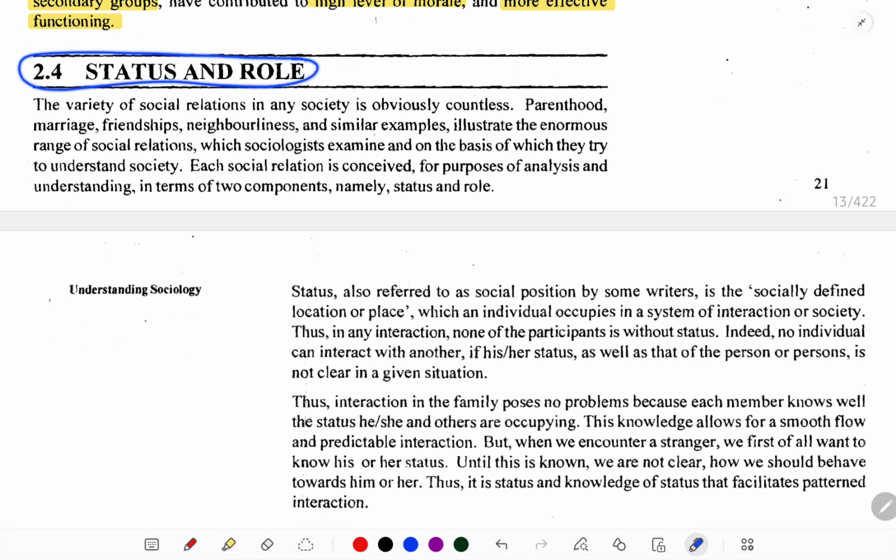Status and role. The variety of social relations in any society is obviously countless. Parenthood, marriage, friendships, neighborliness, and similar examples illustrate the enormous range of social relations which sociologists examine and on the basis of which they try to understand society. Each social relation is conceived for purposes of analysis and understanding in terms of two components, namely status and role.